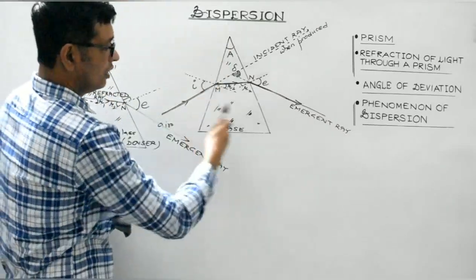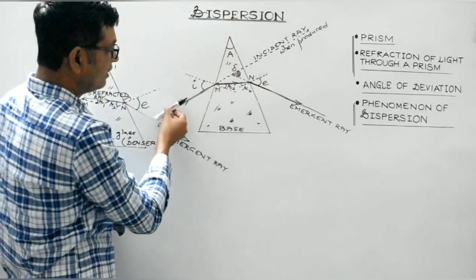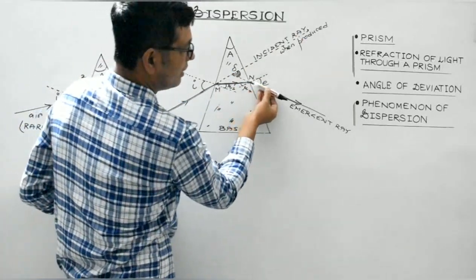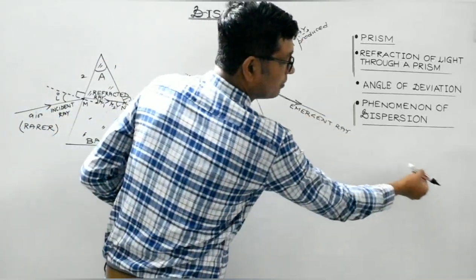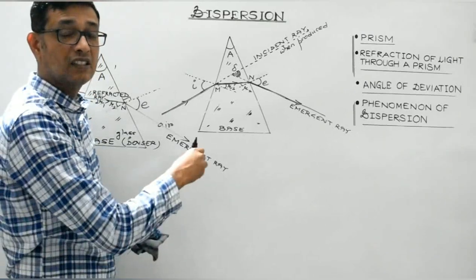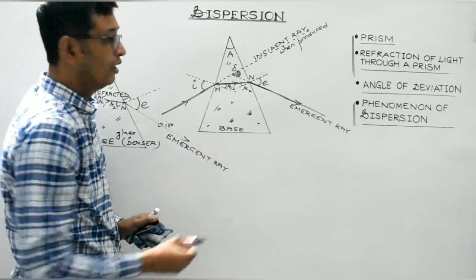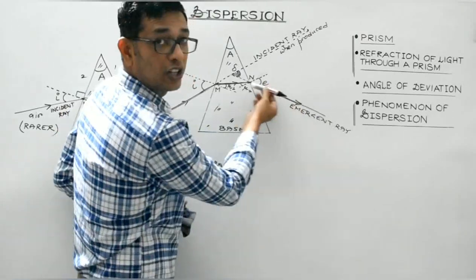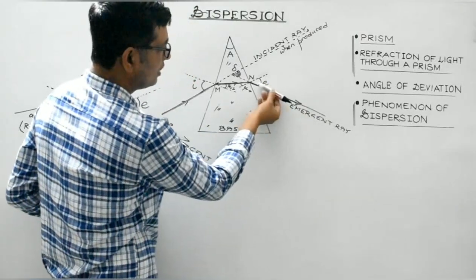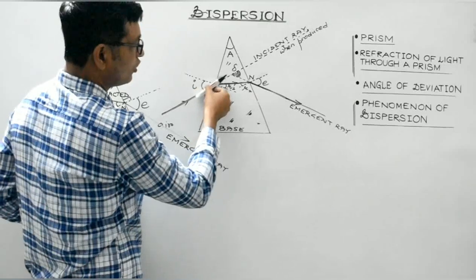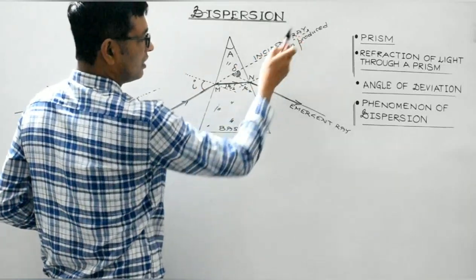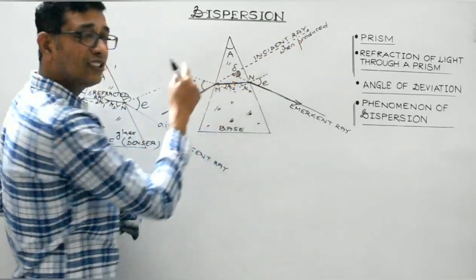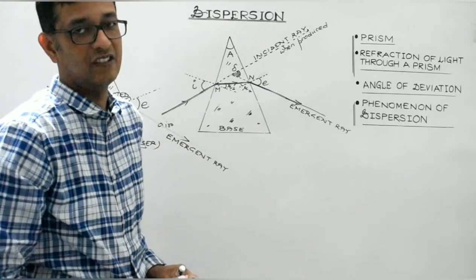So in the presence of this prism, light instead of following this path, it is emerging out of the other face of the prism along this direction. So its path is getting deviated. This is the actual path which the light follows after emerging out from the prism. So if you produce it in the backward direction, and this was the original direction of the incident ray, isn't it? So the angle which it makes is known as the angle of deviation.